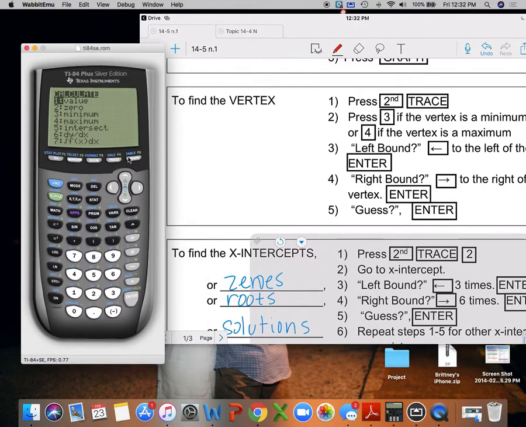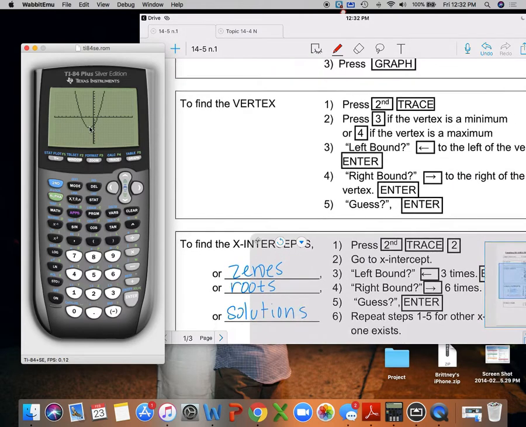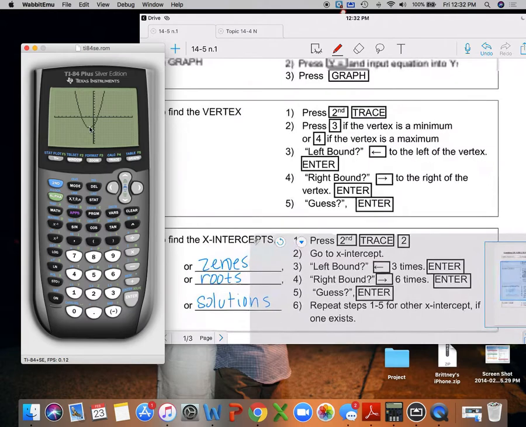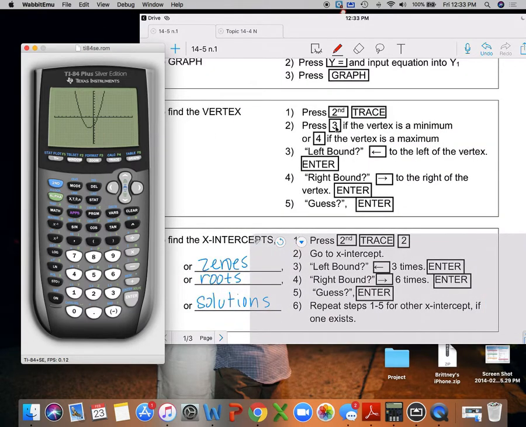The vertex, and I'm sorry I forgot to talk about it, the vertex here is a minimum. You will need to know that before you go to your second trace menu. So this one is a minimum. I'm trying to make sure you can see this. Because it's a minimum, we're going to click 3. If it was a max, we would click 4. So second trace, 3 for minimum. And again, if you forget to look, you can just go back to graph and see which one it is. So click 3 and enter.